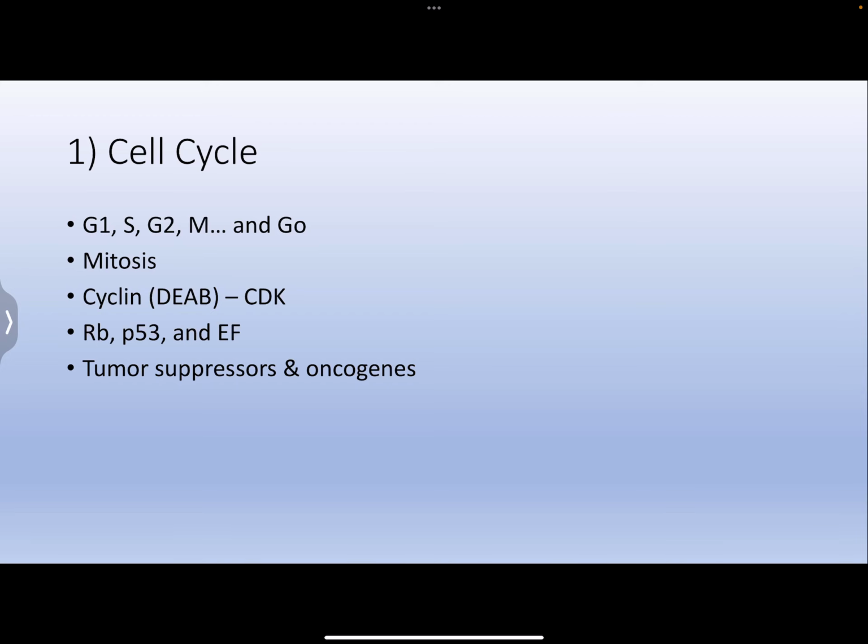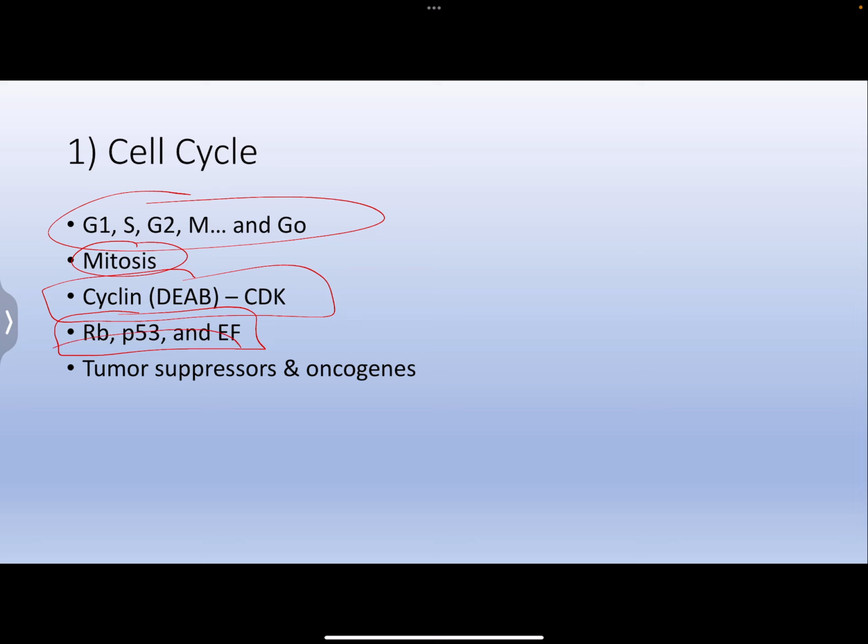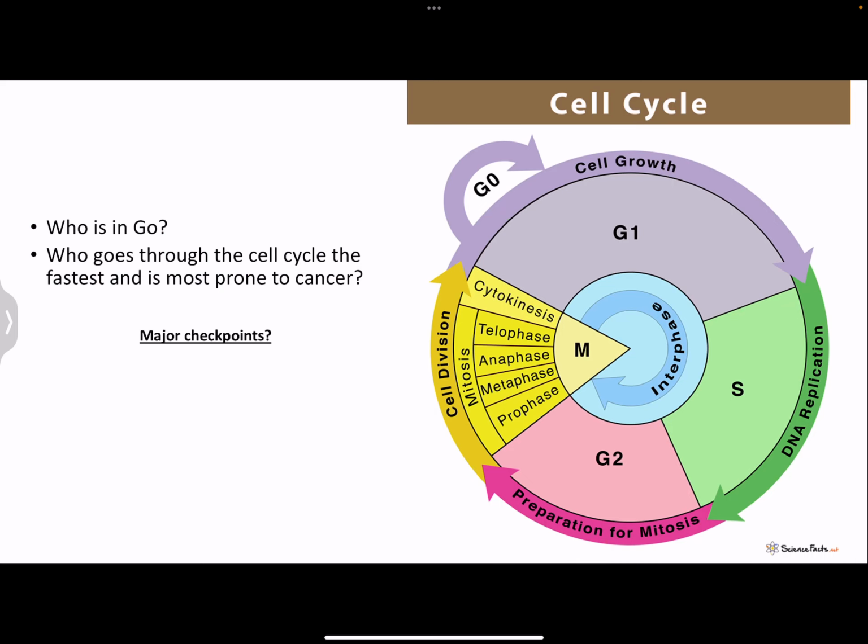So for the cell cycle, we're just going to go through the different phases of the cell cycle with an emphasis on mitosis. What are cyclins and how do they relate to CDKs? And for the G1 to S transition, the checkpoint, there's a lot of important proteins, retinoblastoma, P53, E2F that we should know about. And then we'll just sort of characterize tumor suppressors, oncogenes, and try to provide a nice framework, a lens through which we can see and think about them.